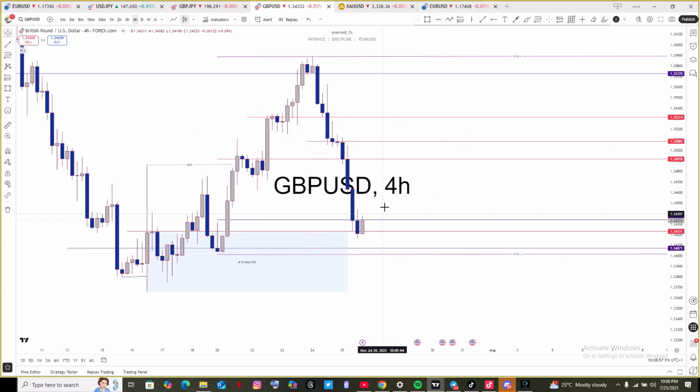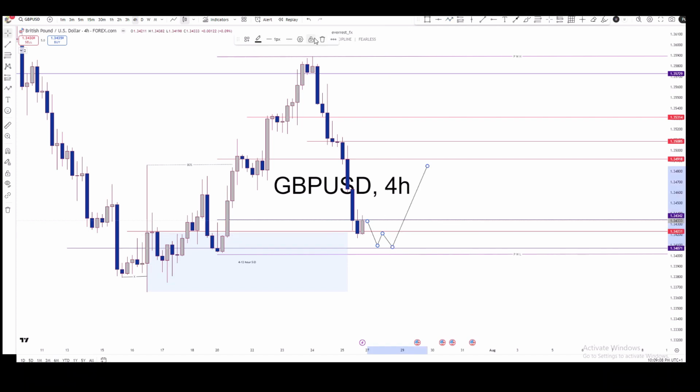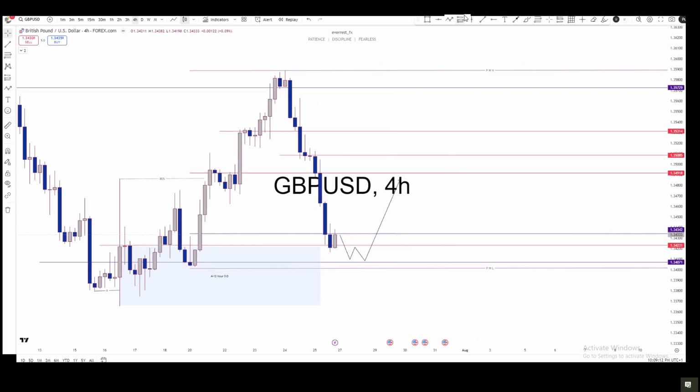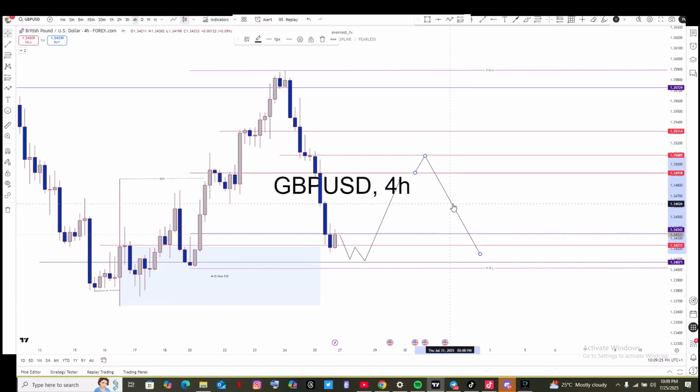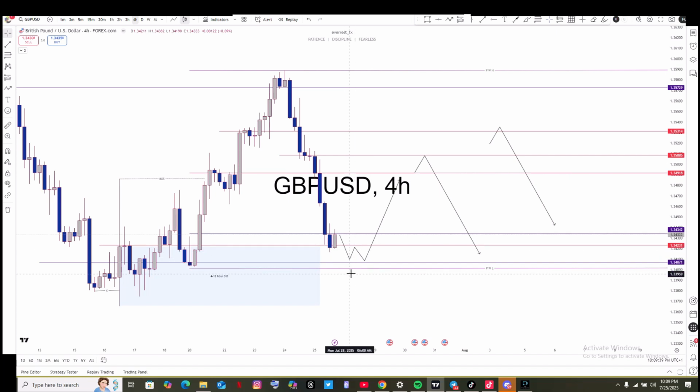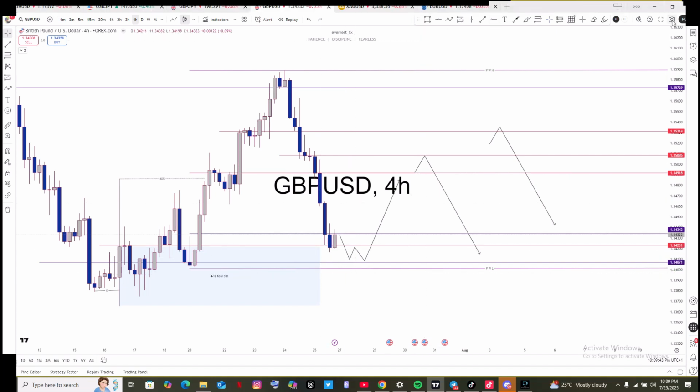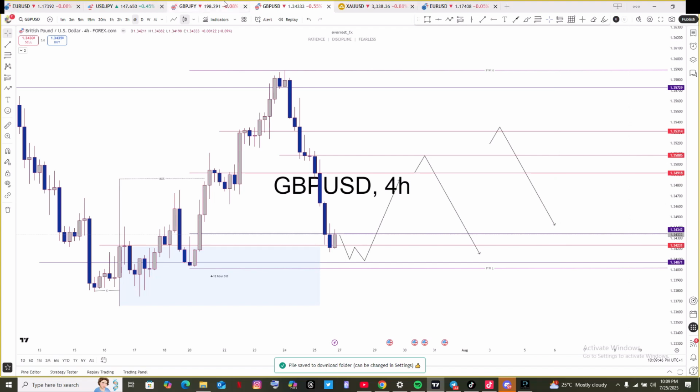So I'm expecting the market to buy from this place. I'm expecting a buy from this place. And then expecting sells from many of these zones. So it might even be this high. That's what I'm expecting for the market this week. So the market might buy from here or come lower to grab more liquidity before it will buy.